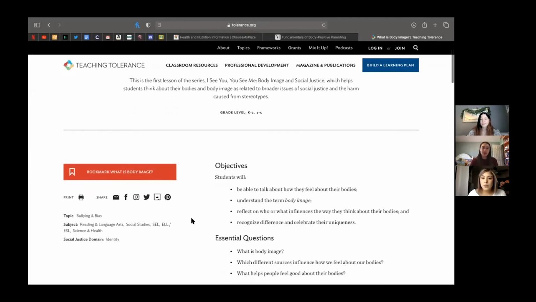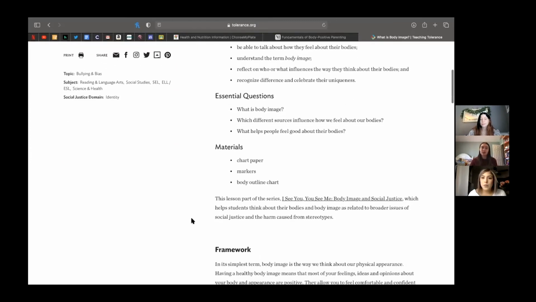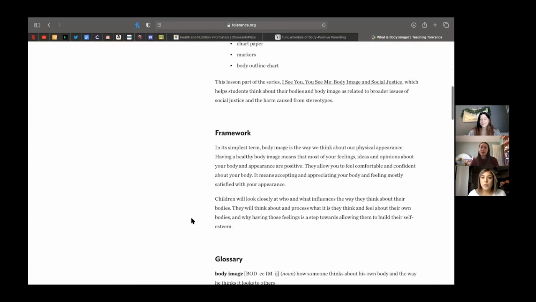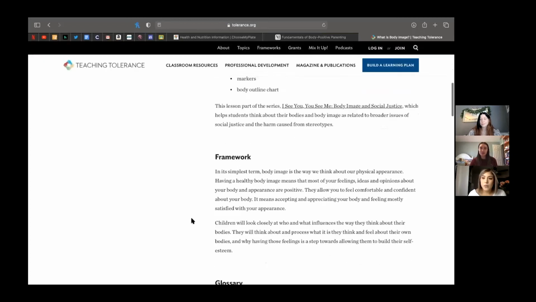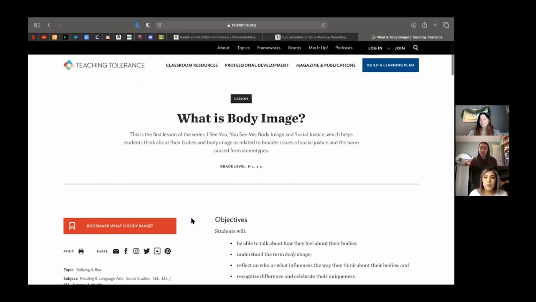It has objectives, it has your subject, it has standards. So teachers can go to this to look and see how they can teach body positivity in their classroom. And it gives plenty of resources and materials. And even if you don't follow this to a T, it's still a fantastic resource to bring into a classroom.